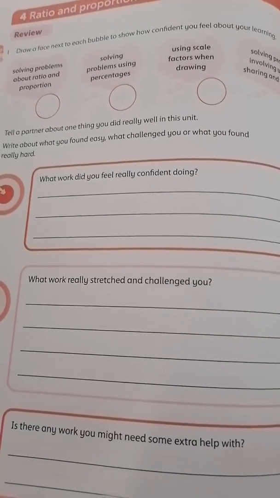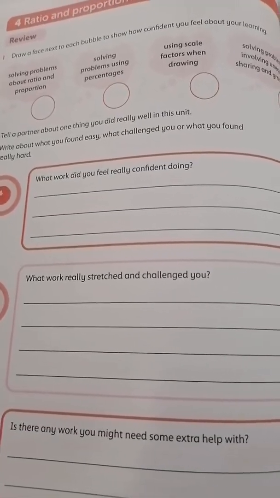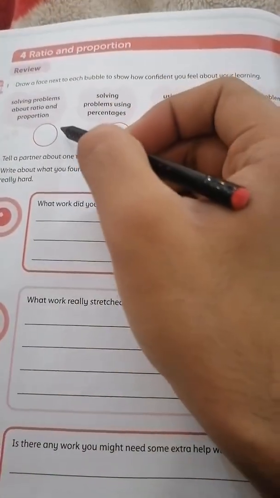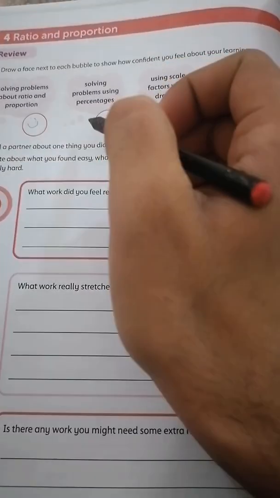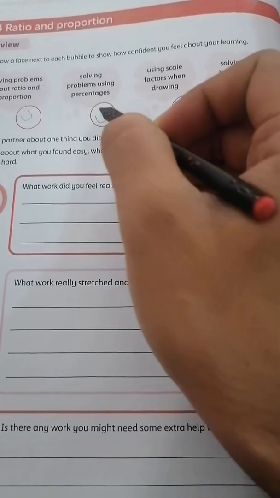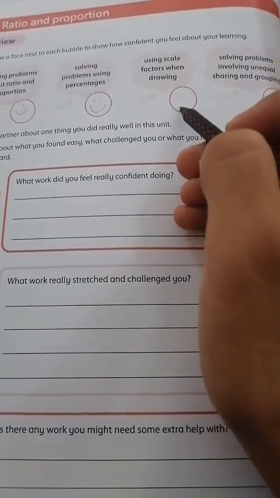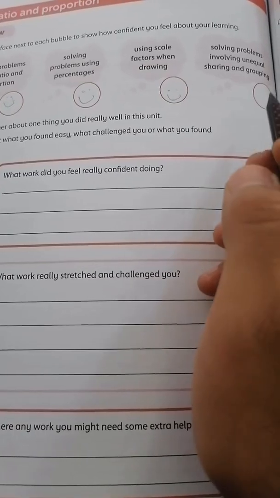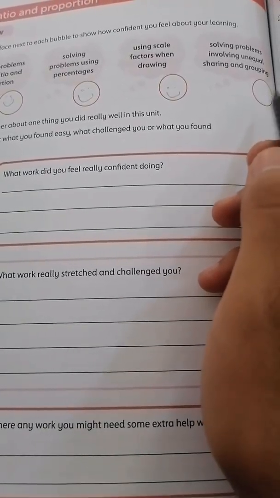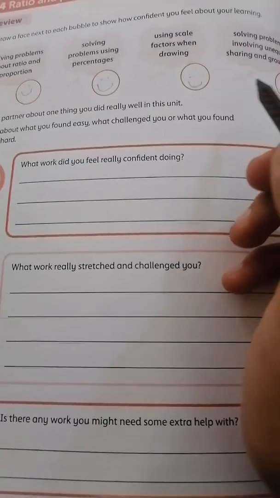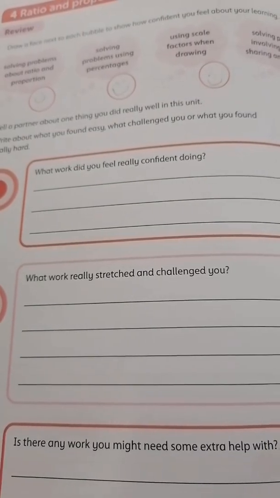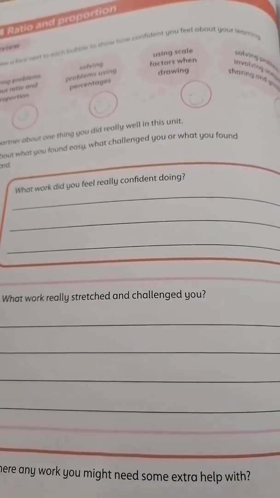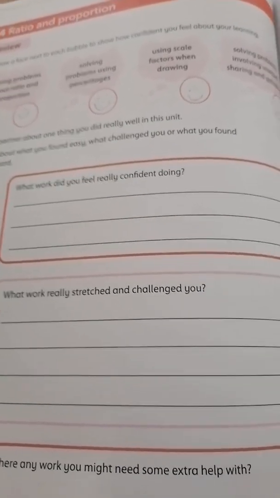86 page is again telling you what you learned in this unit about ratio and proportion. For example, solving problems about ratio and proportion. So if you have learned it well, happy face. And solving problems using percentages, using scale factors, the easiest thing, and solving problems involving unequal sharing and grouping, like the one we did. It's simple, you don't have to do any math, just write one sentence about this question, okay? Like, what work did you feel really confident doing? So what was the easiest thing in this unit, and like that.